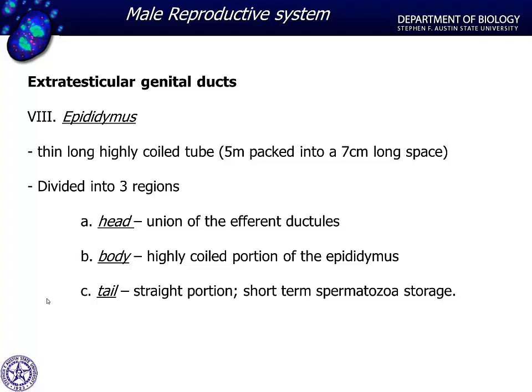But the epididymis is going to have 3 regions: the head, the body, and the tail. The head is where we have the efferent ductules joining. The tail is going to be a straight portion, and it's going to be a short-term storage compartment for the spermatozoa before we make our way into the ductus deferens.